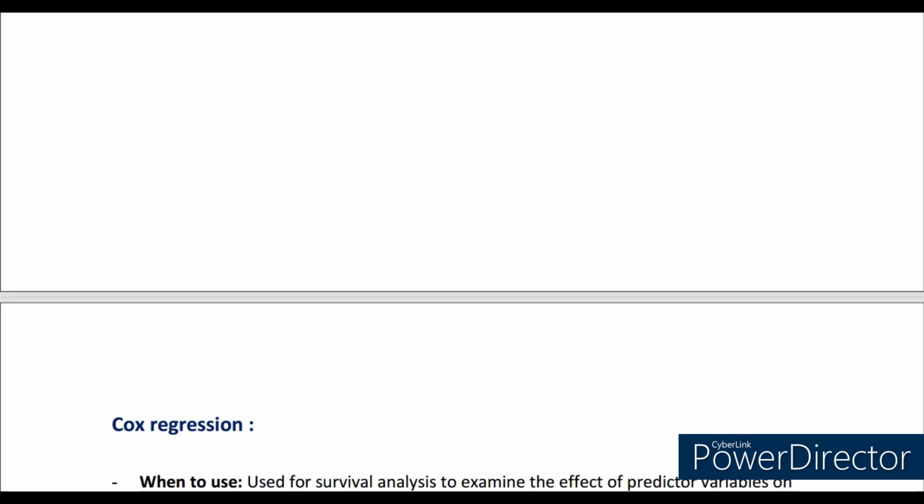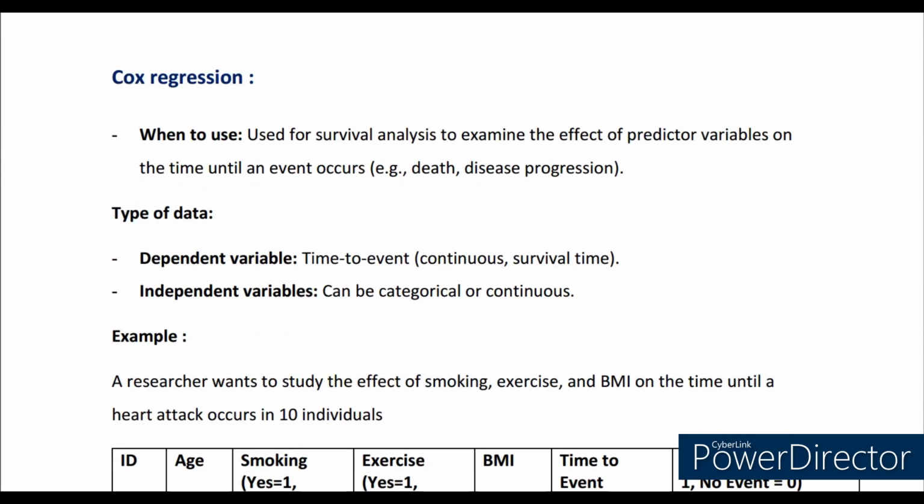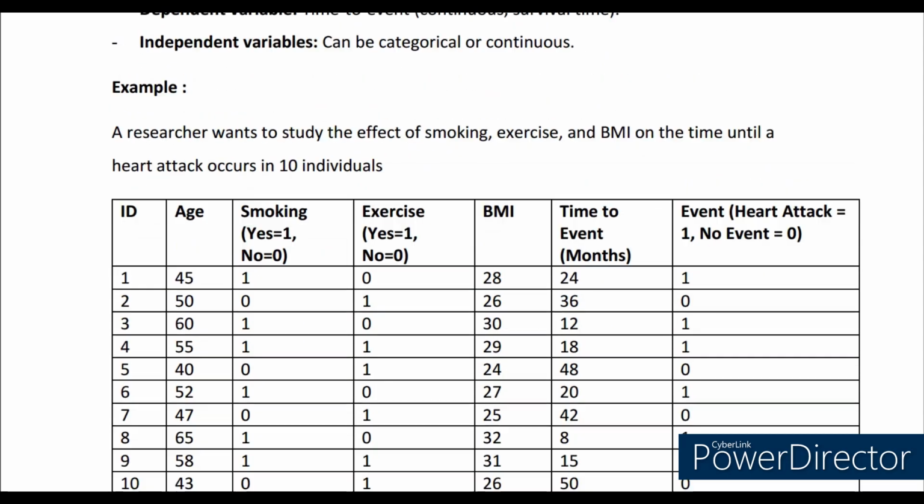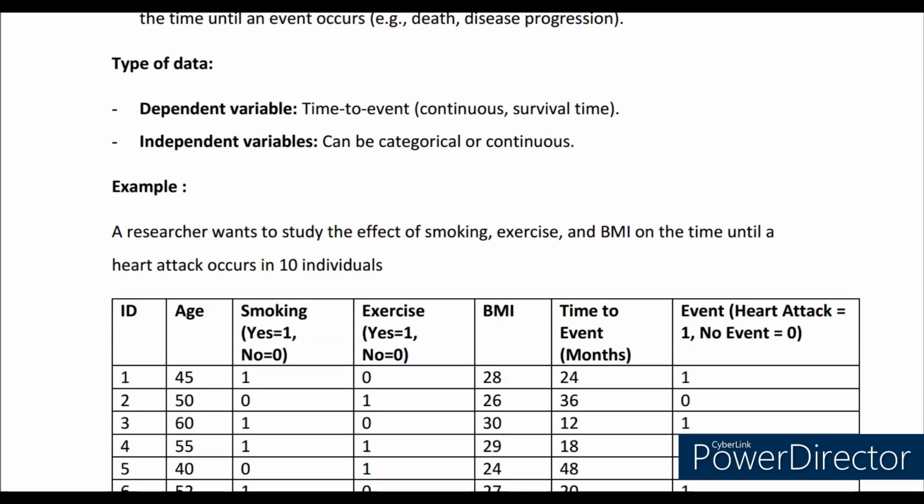Okay. Now coming to the next test, that is Cox regression. It is used for survival analysis to examine the effect of predictor variables on the time until an event occurs. What is time until an event occurs? A simple example, death or disease progression. In this case, the dependent variable is again similar to that of the Kaplan-Meier curve, time to event. But the independent variables can be categorical or continuous.